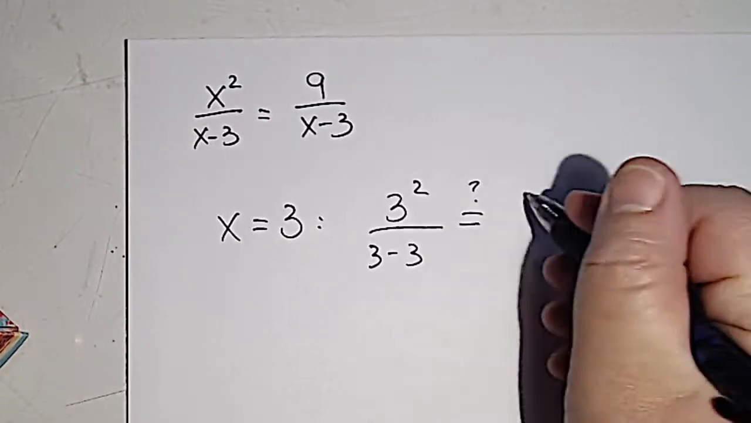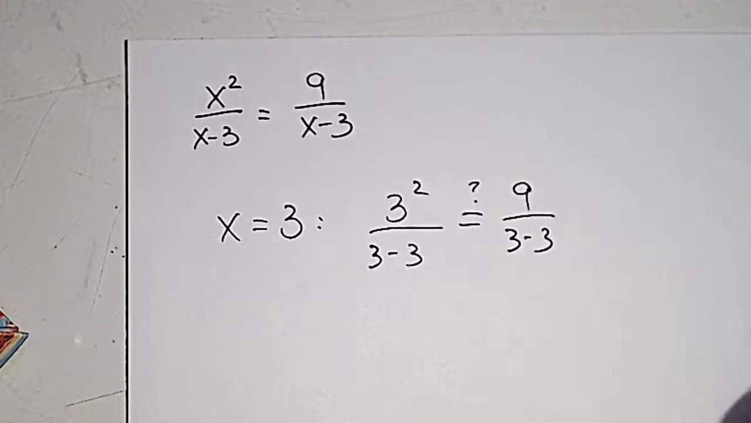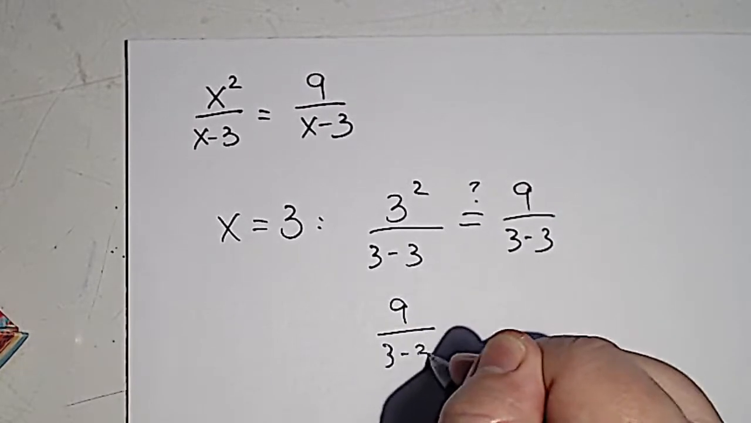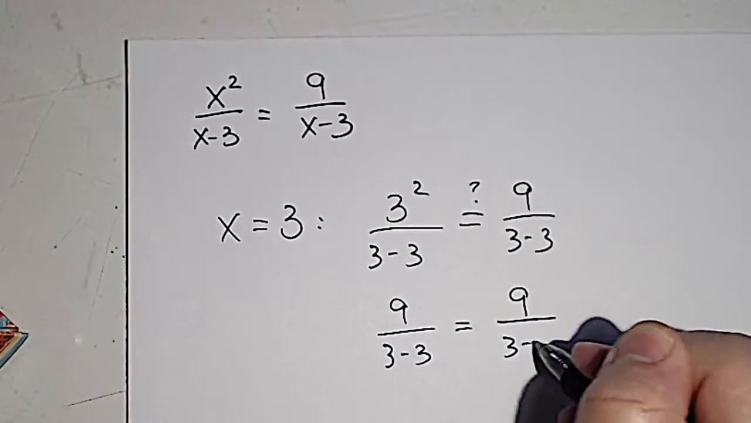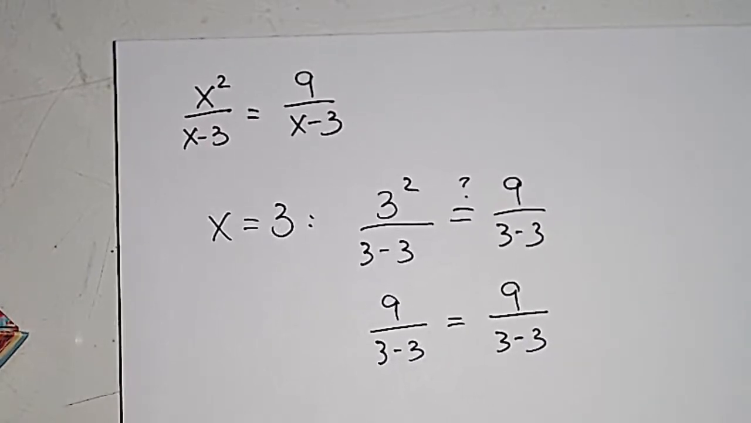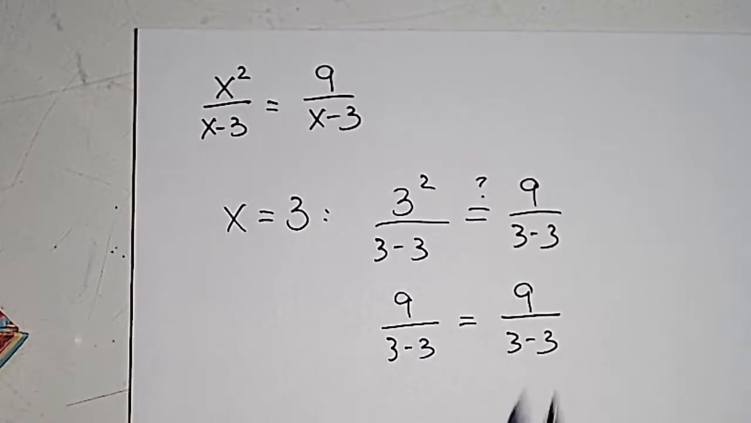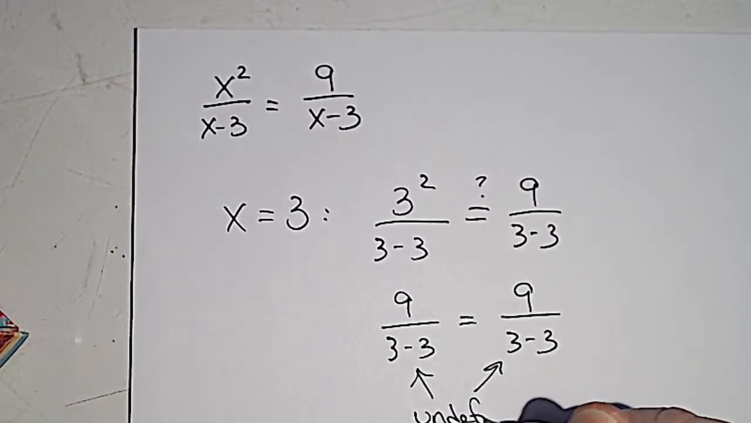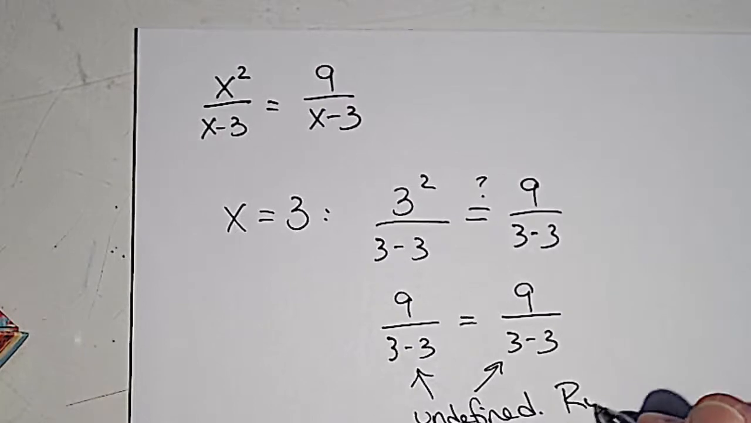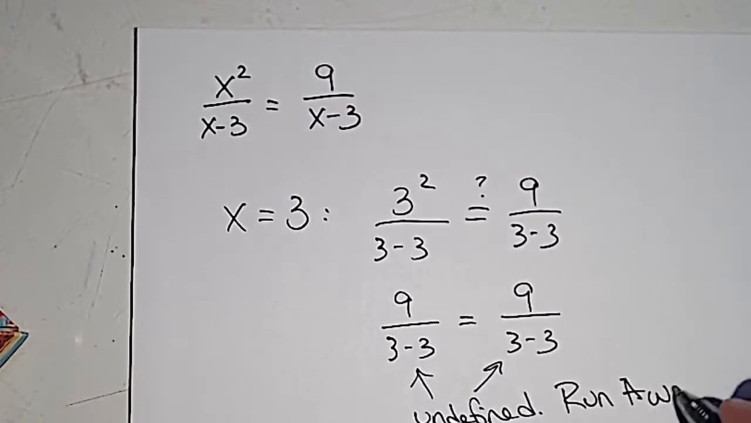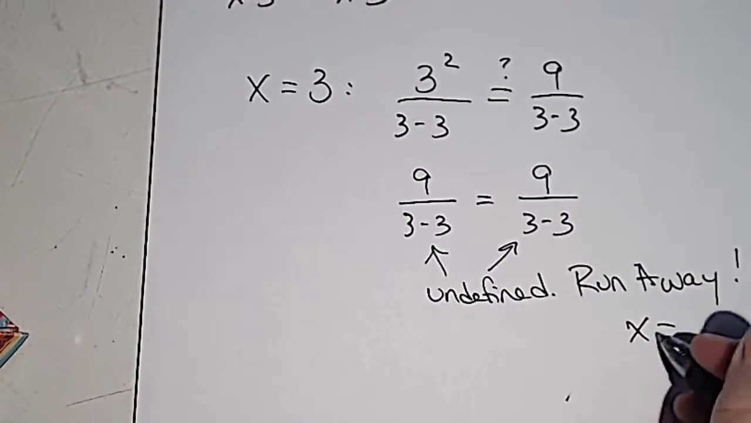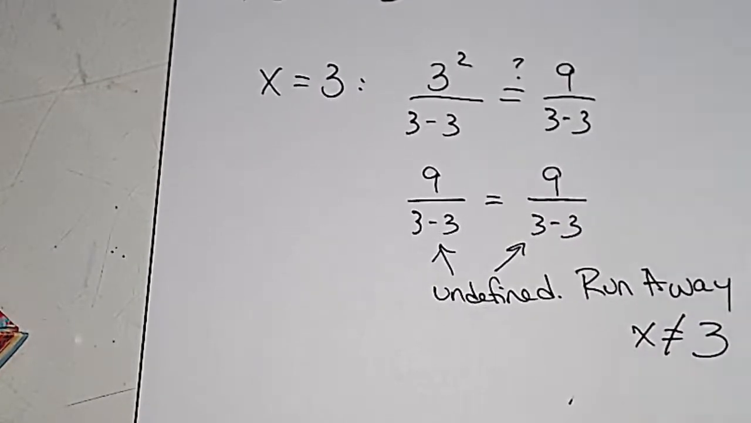Does that equal 9 over 3 minus 3? A lot of people say, well, yeah, of course it does, because those match. But in math, you're not allowed to say two things that don't exist equal each other. These are undefined. So this is the runaway situation. That would tell us x is not equal to 3. No, we cannot let that happen.